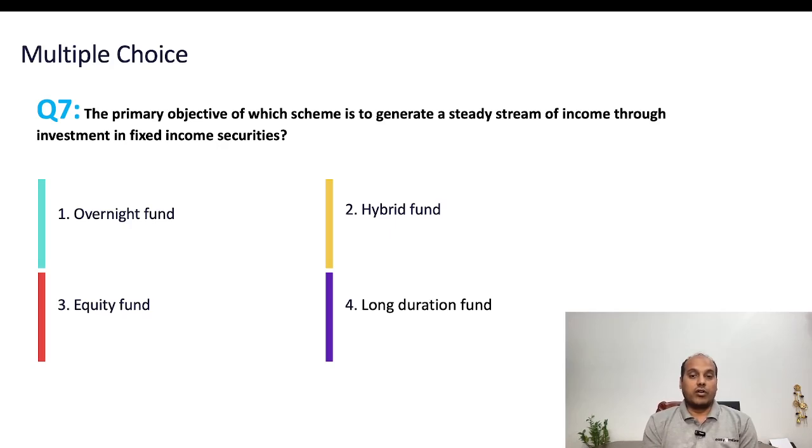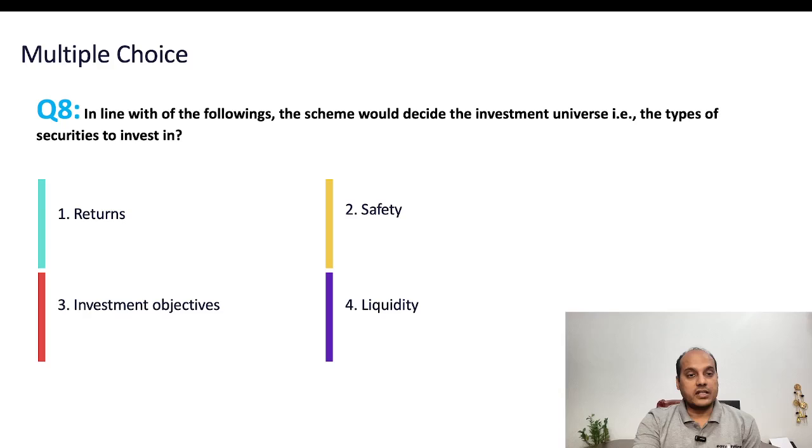The fourth is a long duration fund. A long duration fund is a fixed income fund which invests in fixed income securities that have a long maturity period, so they can generate regular or steady income. So option 4 is the right answer.